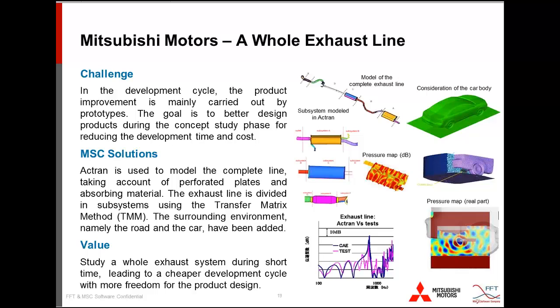In this next example from Mitsubishi Motors, it's a whole exhaust line. For improving the efficiency of acoustic simulations, Actran can be used for simulating separately several parts of an exhaust line with the TMM method. The design of some of them can be changed, as well as the order of assembly, and final results are very quickly recombined. Also, all the surrounding environment around the exhaust can be taken into account, as you can see in the pictures at the bottom right.